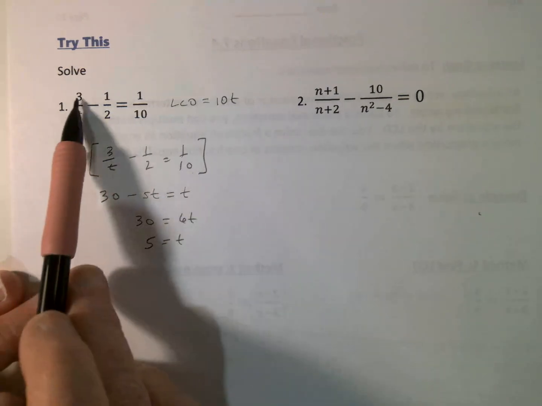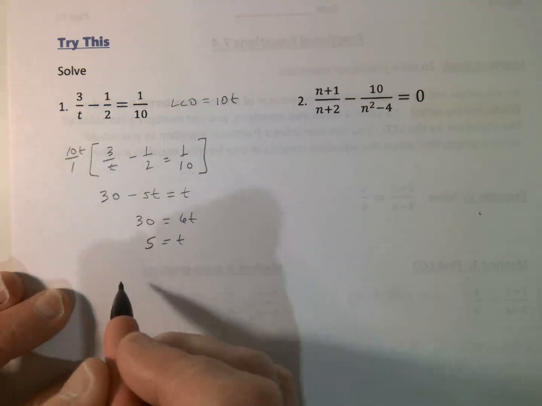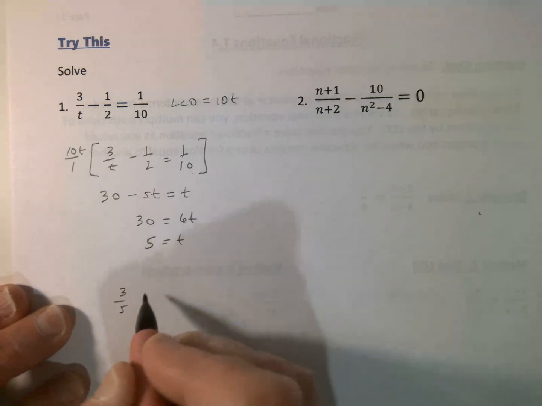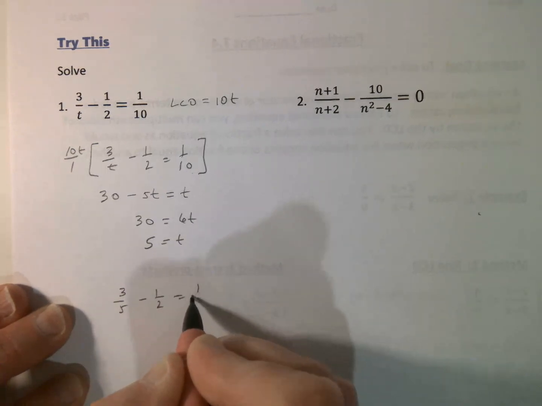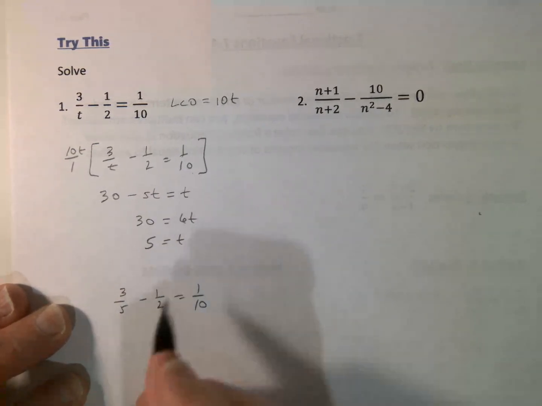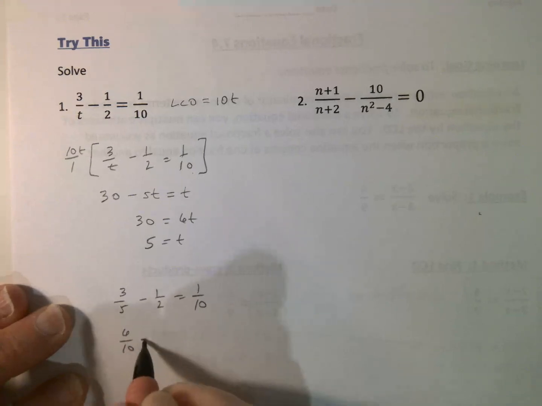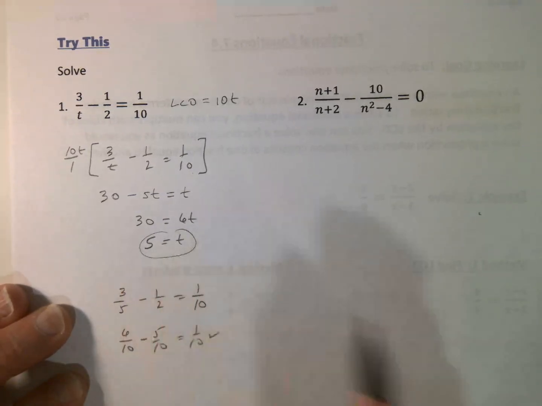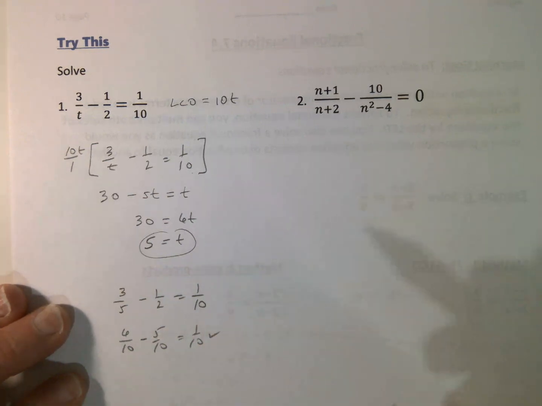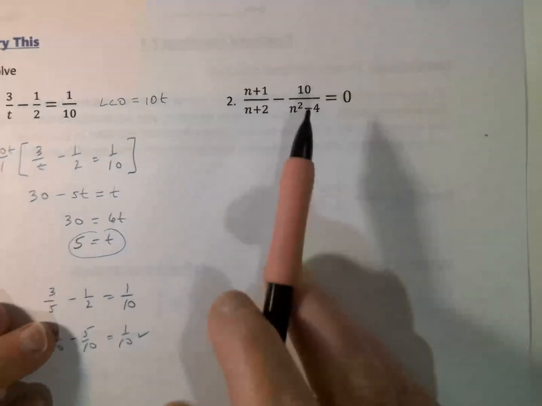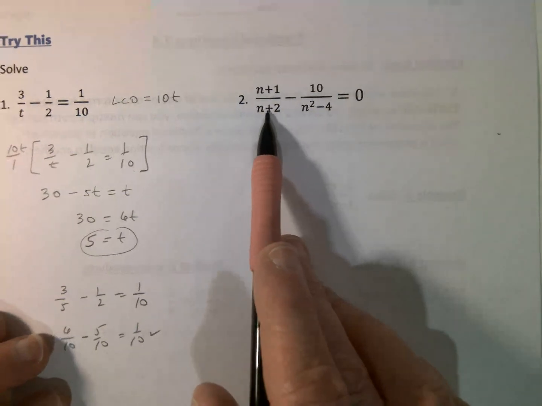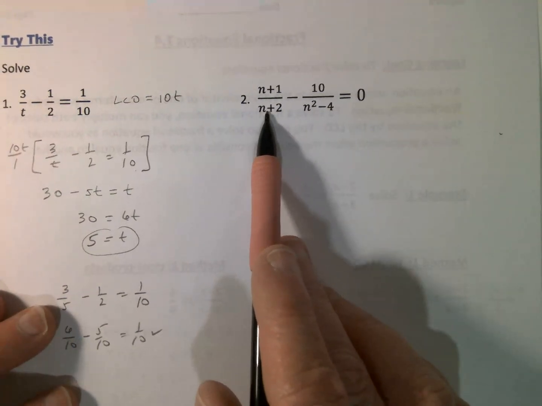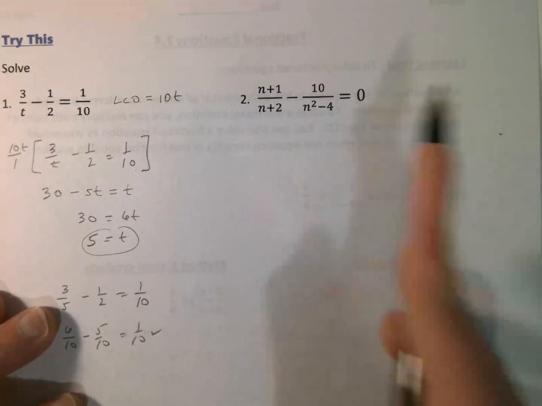Okay, let's just plug it in to check it. So I would have 3/5 minus 1/2 equals 1/10. LCD again is going to be 10, so this would be 6/10 minus 5/10, which equals 1/10, which is correct. Okay, so there's a case where we're using the LCD. This next one, at first glance, you say, oh, I have to find the LCD for this, but I don't because it's equal to 0.